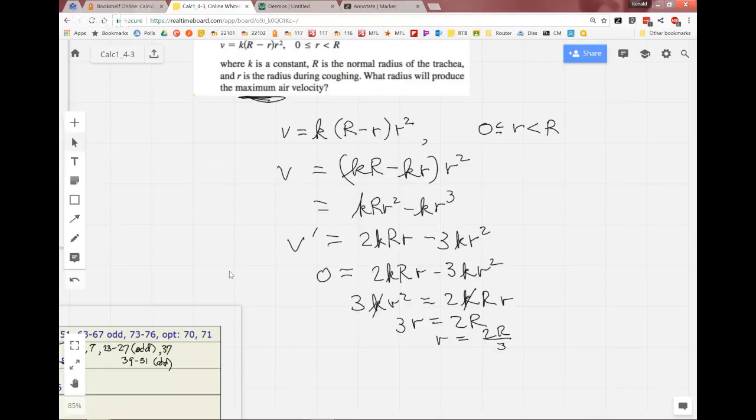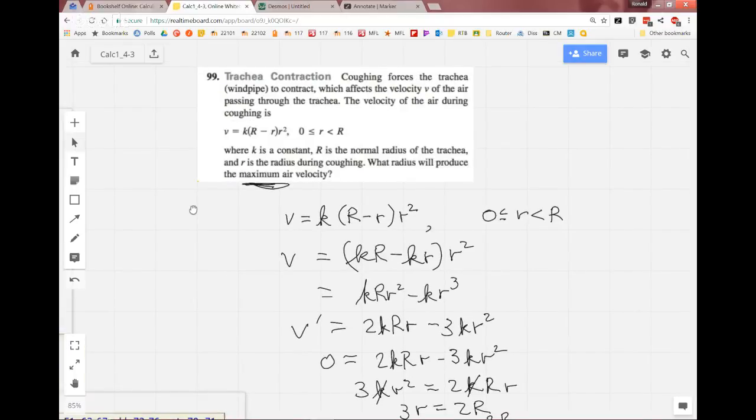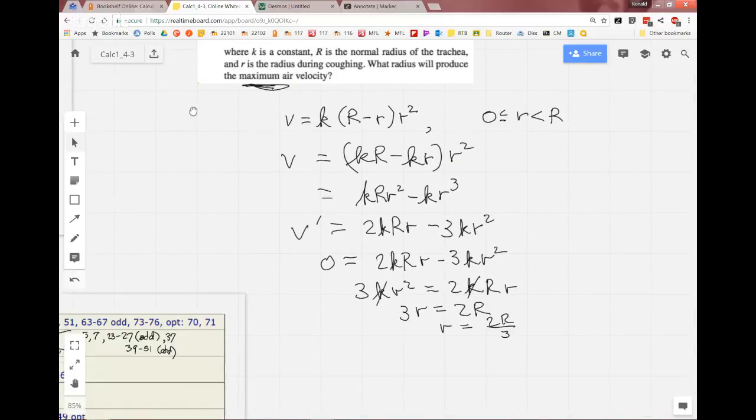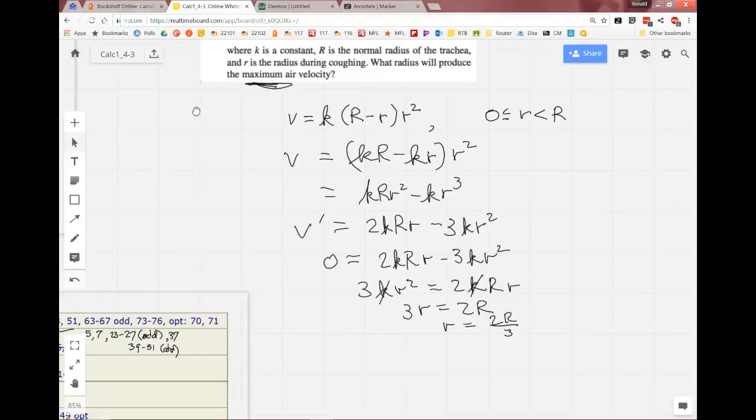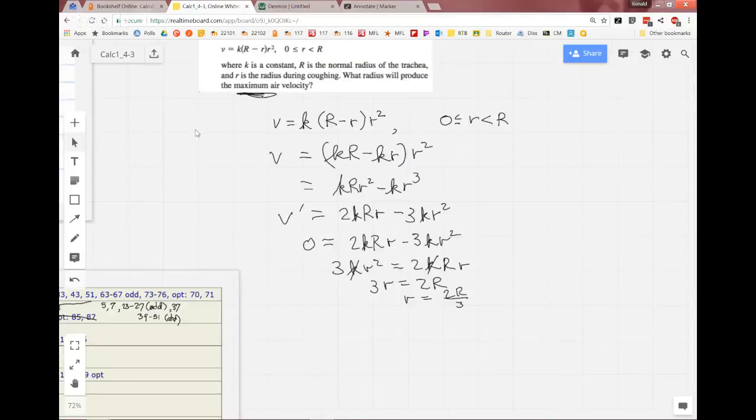And so now we know what? Let me make sure I get this. So r is the radius during coughing, small r. So when the radius during coughing is 2/3 that of the normal radius, that's when we're going to get, according to this, the maximum air velocity according to that equation. Okay, I've got now from the test person, I can't remember who you are, test person. Did anybody have any further questions on 99?